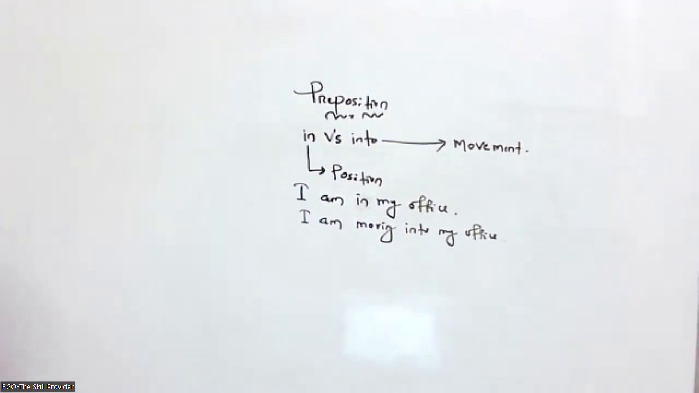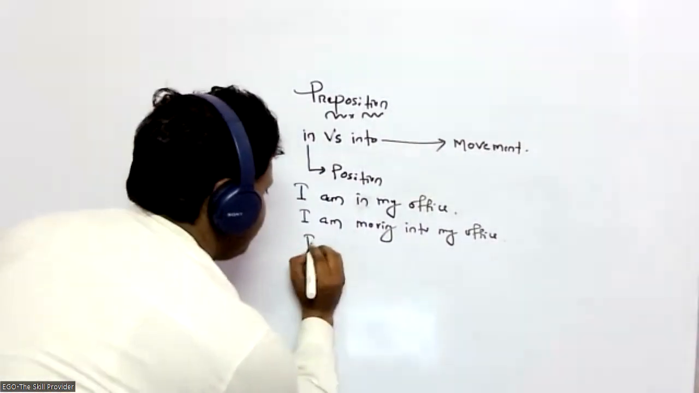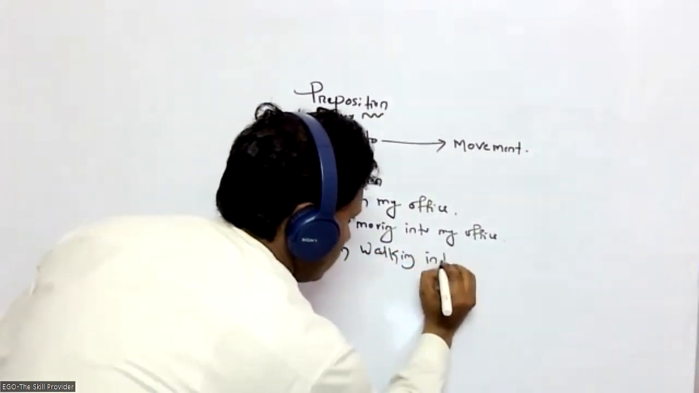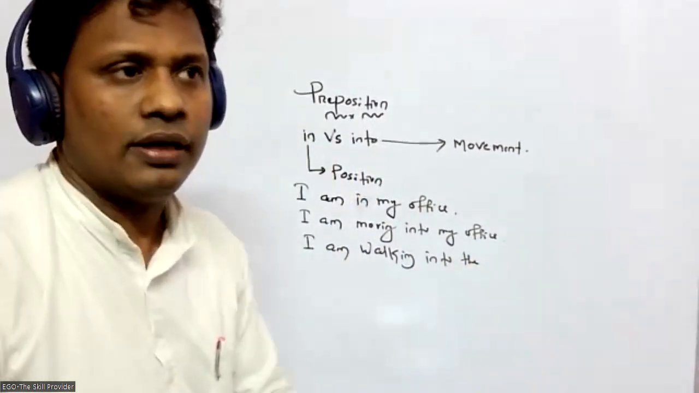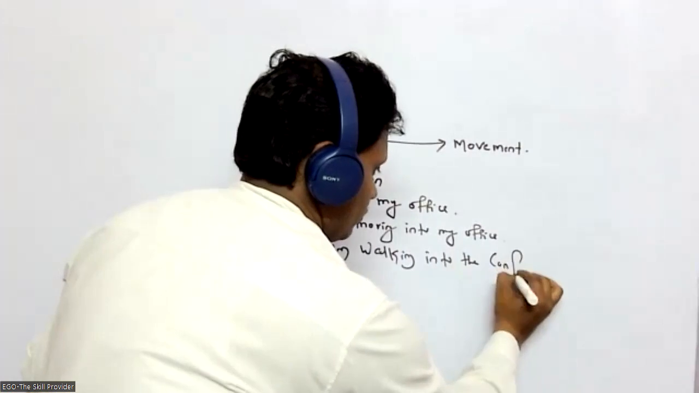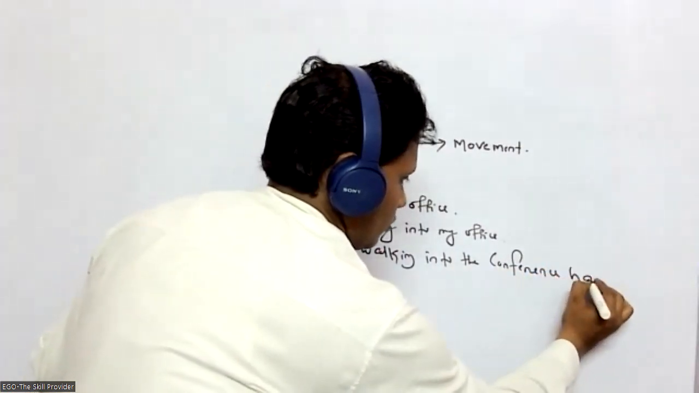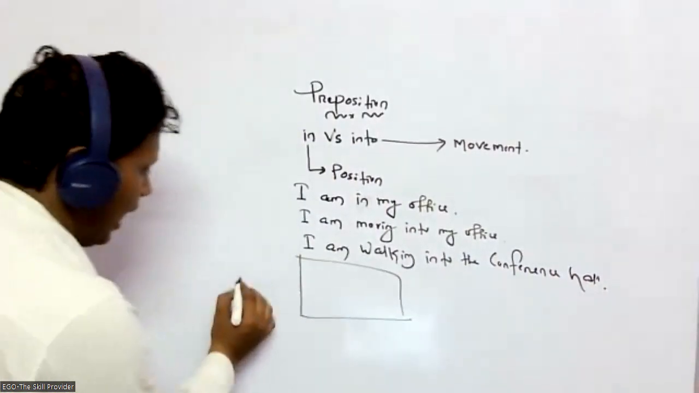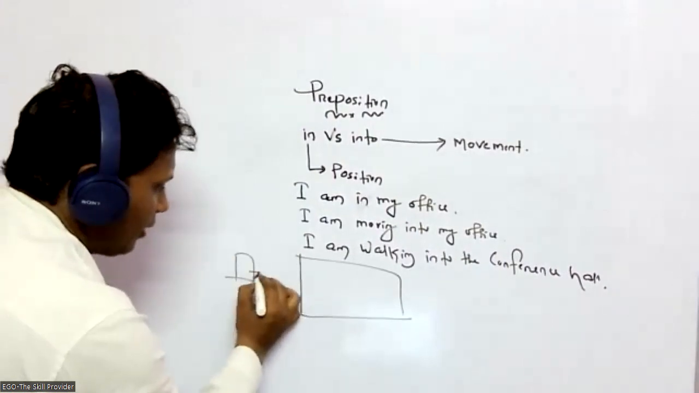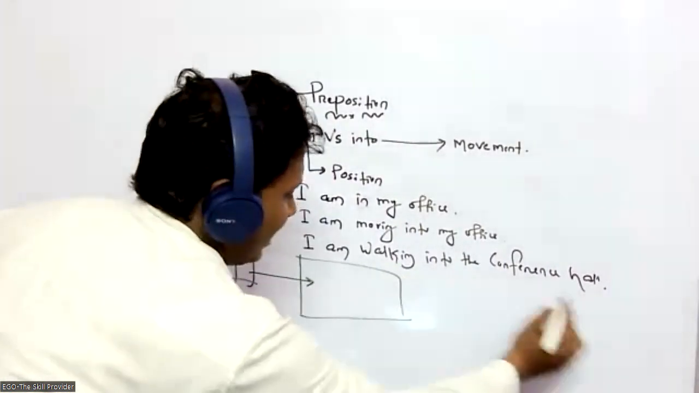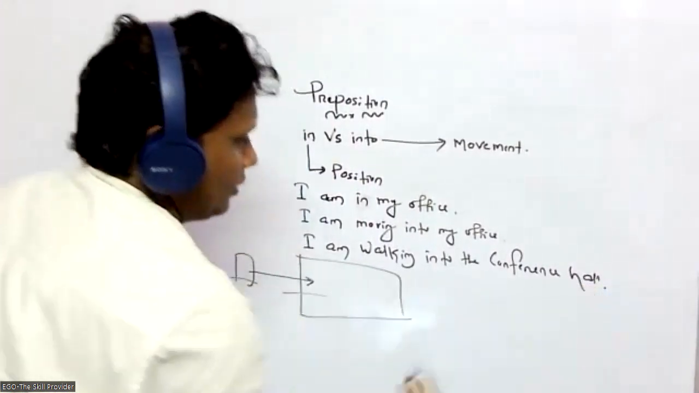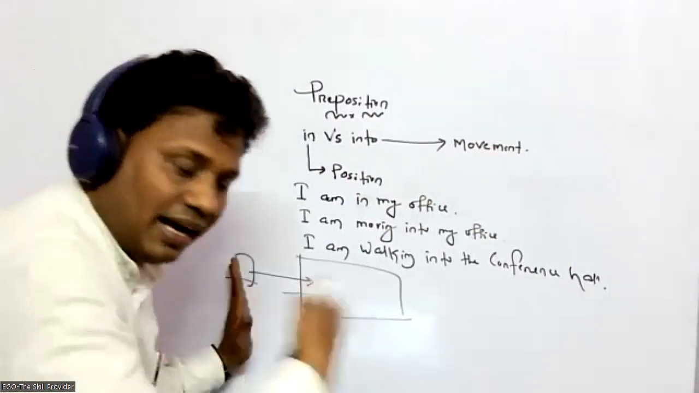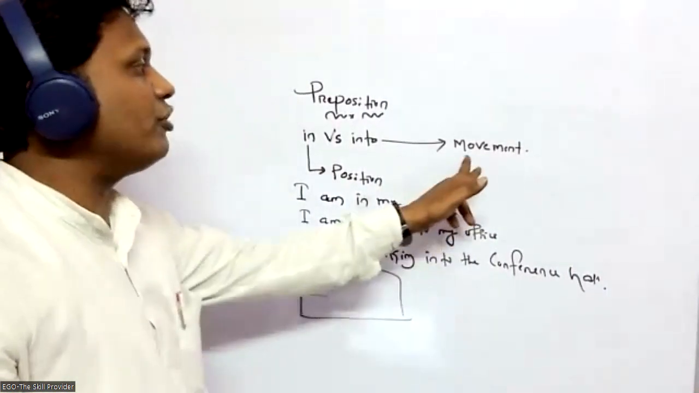Okay. So you can say, I am walking into the conference hall. So what is more important? Look, this is the conference hall, and you are right now here. You are trying to enter it. So this is called walking into. That's very important. Whenever you are outside or in a different room, you are trying to enter another room, that is called into. So into refers to movement.